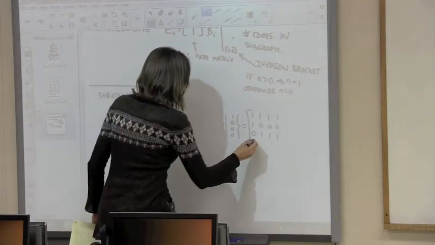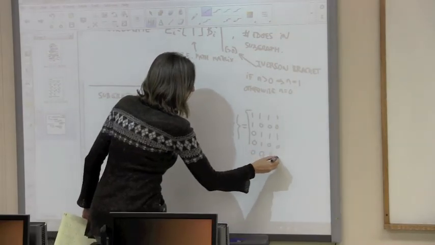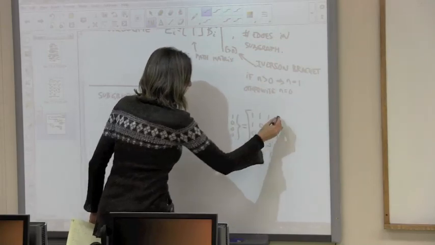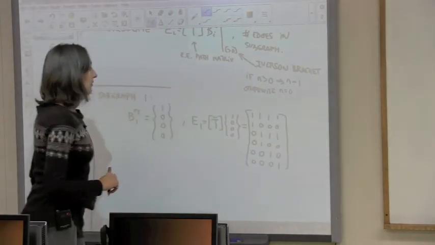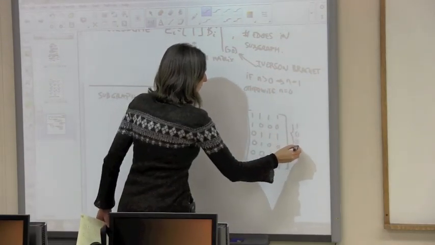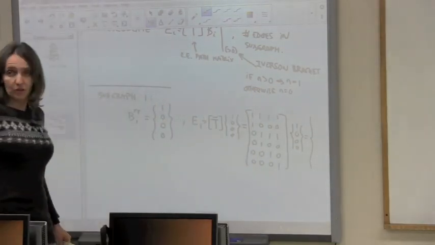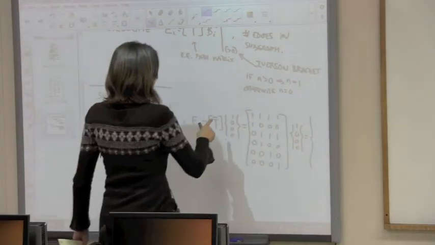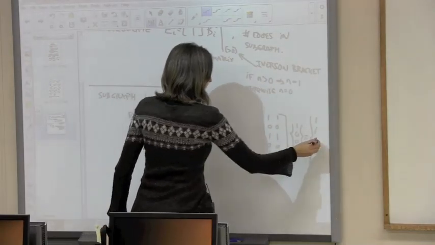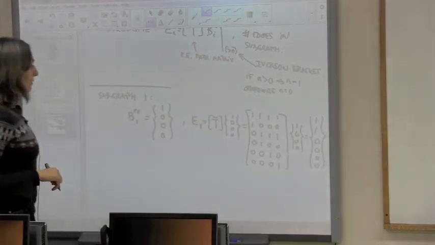1, 0, 0, 0, 0, 1, 1, 0, 0, 0. This is longer, I know. 0, 1, 0, 0. 0, 0, 1, 0. 1, 0. 0, 0, 0. Okay, looks good. So this we are going to multiply times 1 1 0 0, 1 0 0 0, and of course we have to get a dimension which is equal to the number of edges. So we have 1 for the first one, 1 for the second, and then 0 0 0 0. This is the E1 vector.